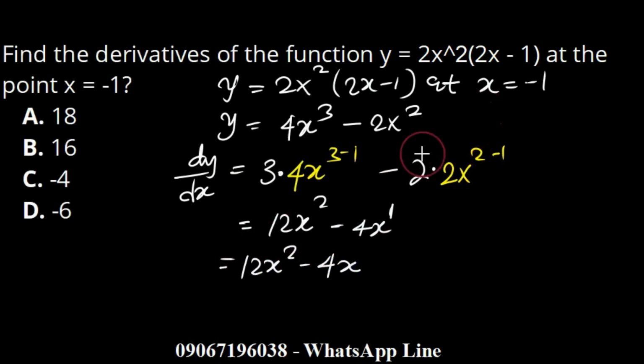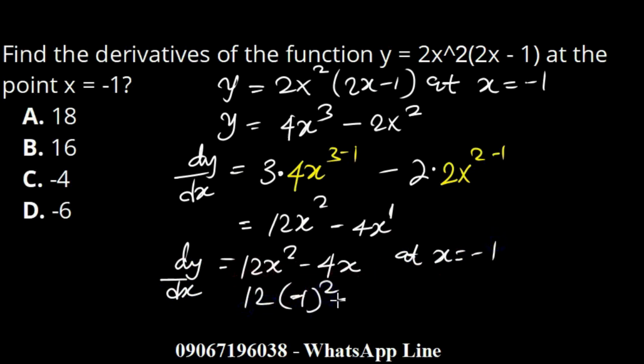Remember, we are told to find this value when x is equal to minus 1. So dy over dx is equal to this. Now at x is equal to minus 1, this is going to give us 12 into minus 1 squared, minus 4 into minus 1.